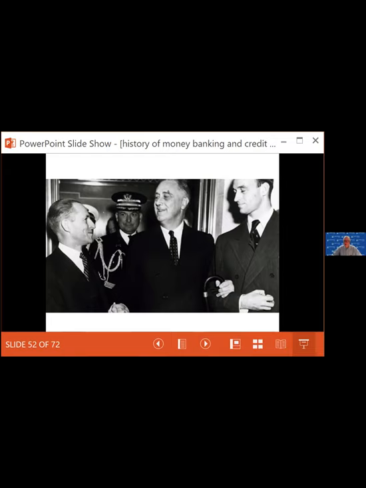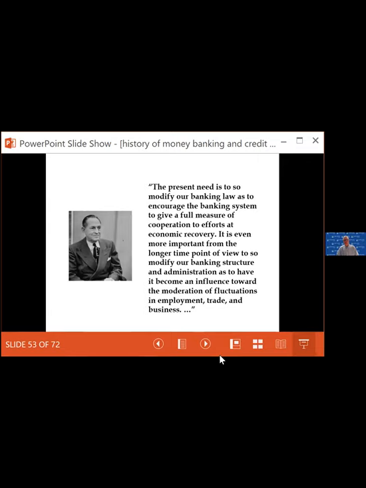At hearings held in March on the proposed Banking Act of 1935, he explained why these new measures were needed. He says, "The present need is to so modify our banking law as to encourage the banking system to give a full measure of cooperation to efforts at economic recovery. It is even more important from the longer time point of view to so modify our banking structure and administration as to have it become an influence toward the moderation of fluctuations in employment, trade, and business." Very Keynesian. Yeah.